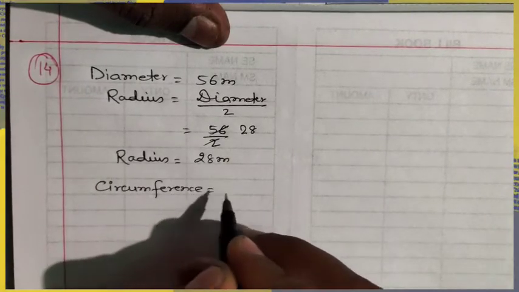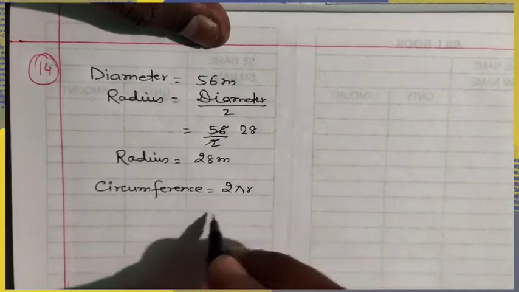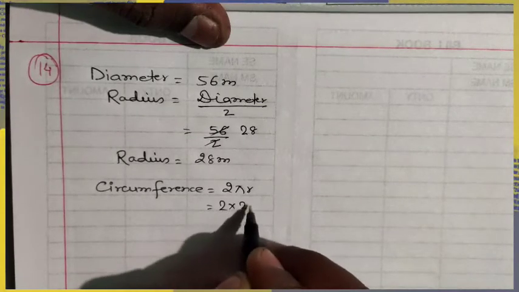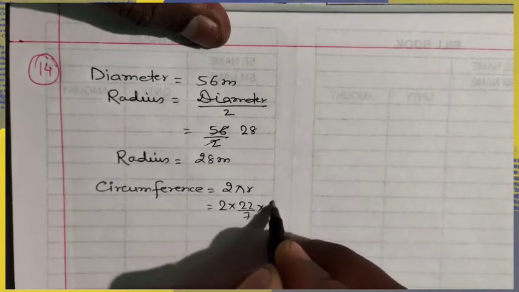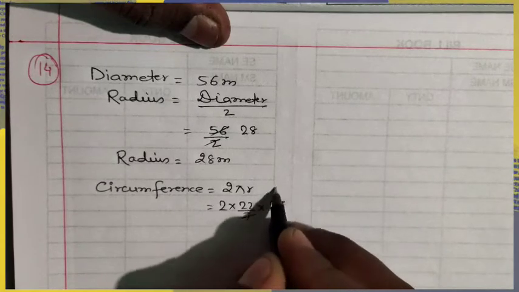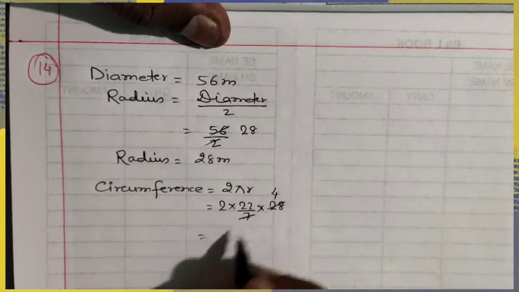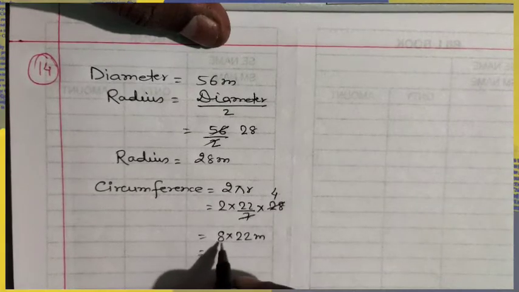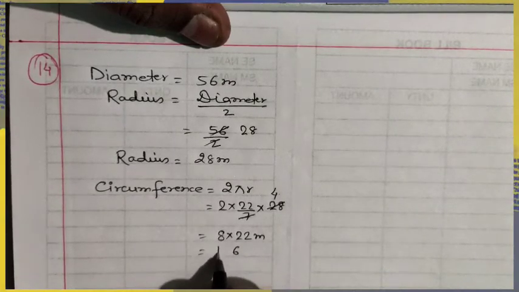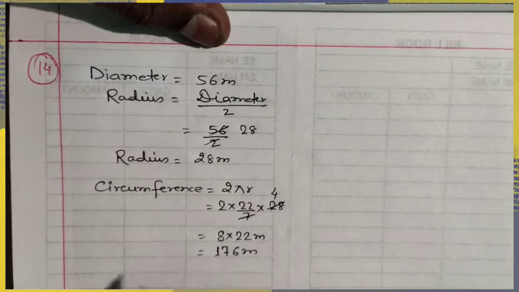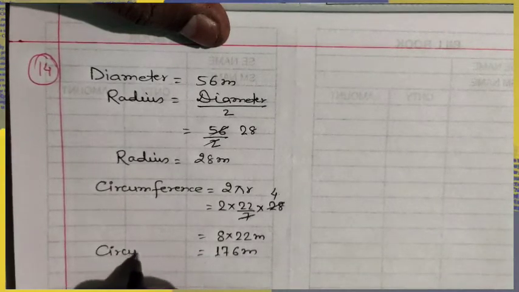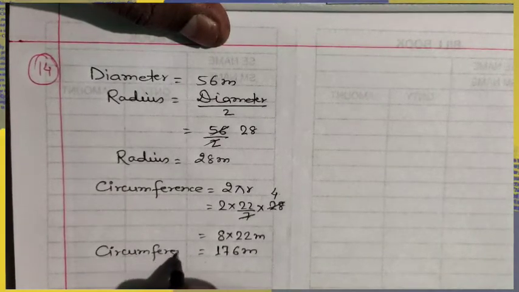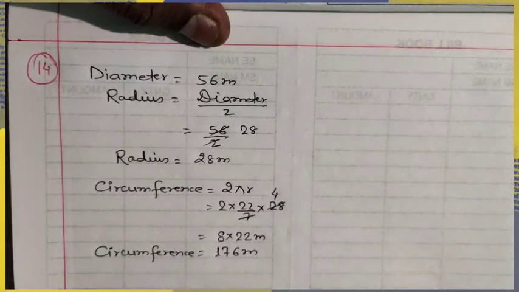The formula for circumference of circle is 2 pi r. It means 2 into 22 by 7 into 28. 7 4 ja 28, 2 4 ja 8 into 22. If we multiply it, 8 2 ja 16, 16 1 17. It is 176 meter. The value of circumference is 176 meter.